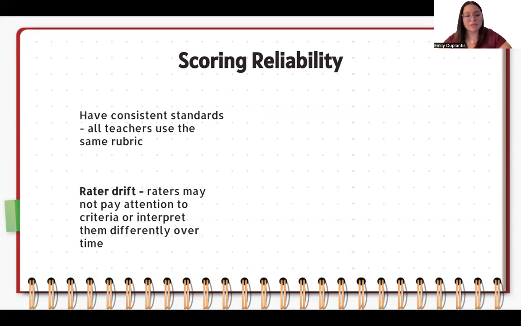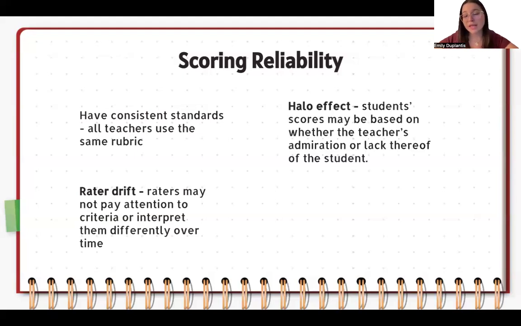And the way to do that is to go back, score an essay you've already scored, and see if your previous score matches up with the score that you would give today. The halo effect. So I talked about this previously. And this is why we want to grade essays anonymously.